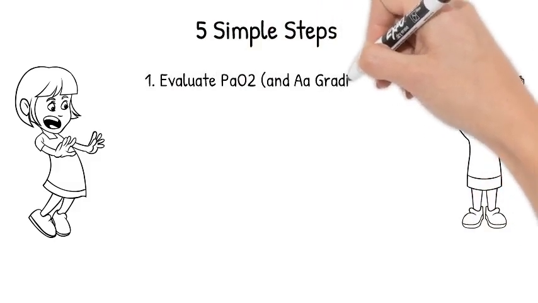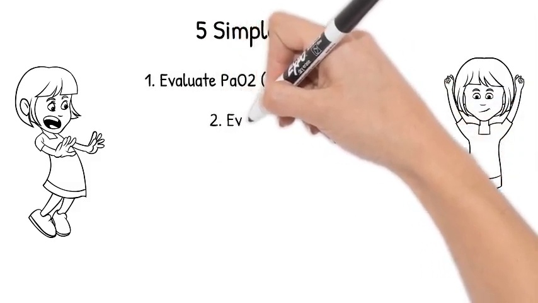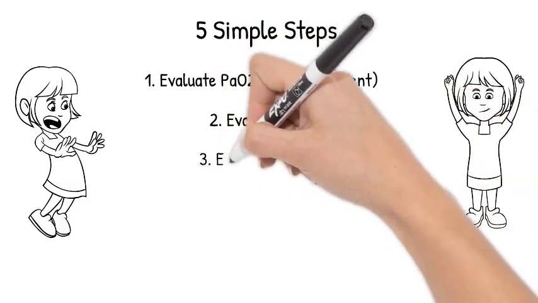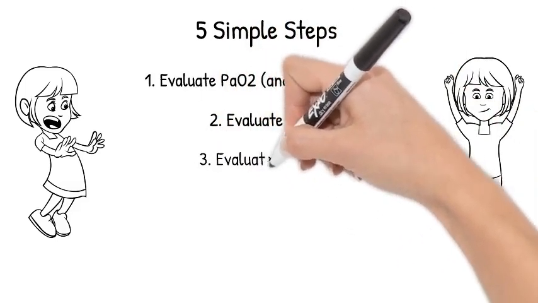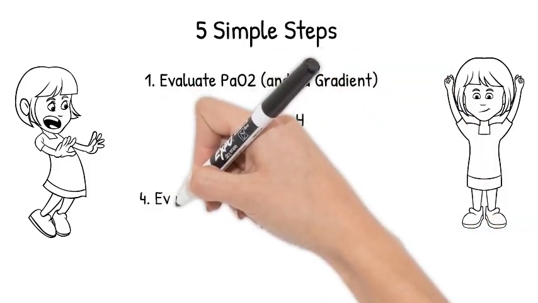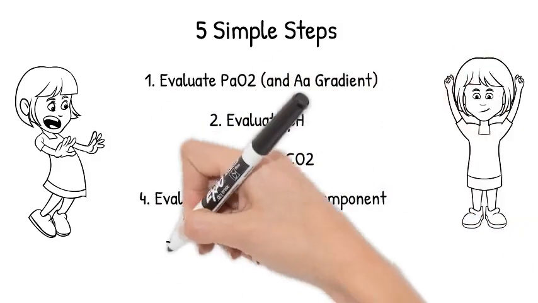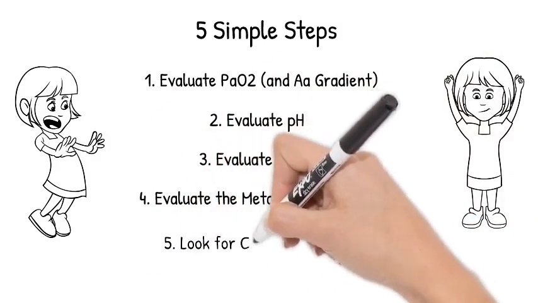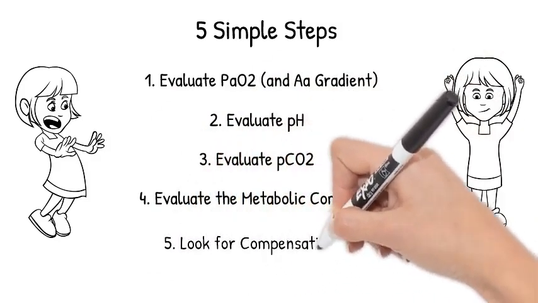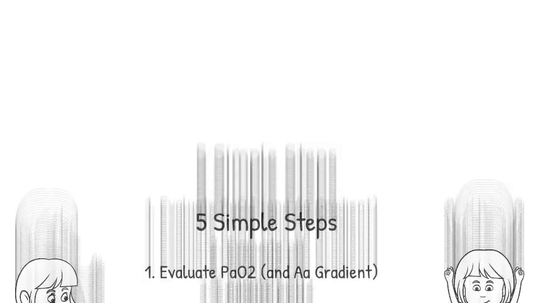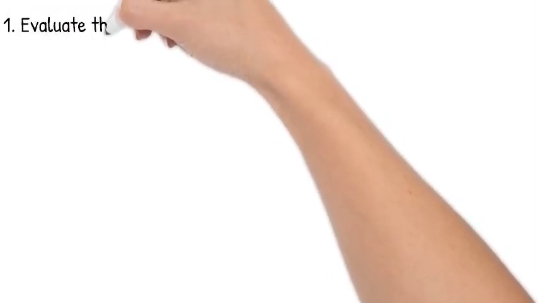So what do we need to do? We need to evaluate the PaO2. Then we need to evaluate the pH. Next, we need to evaluate the pCO2. Fourthly, we need to evaluate the metabolic component. And lastly, we're going to look for any compensation and how adequate it is. So nothing new, we do this every day in theatre, we just need to put it into a formal exam answer. So let's look at these one by one.